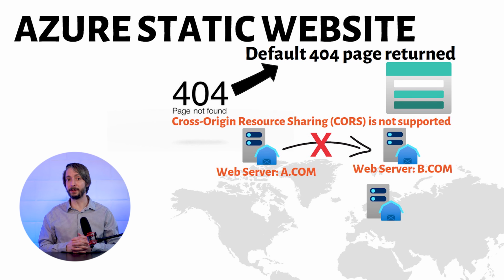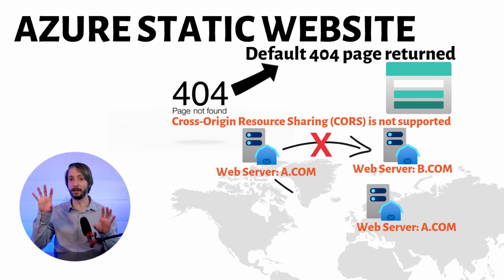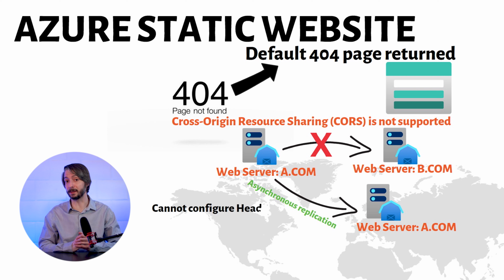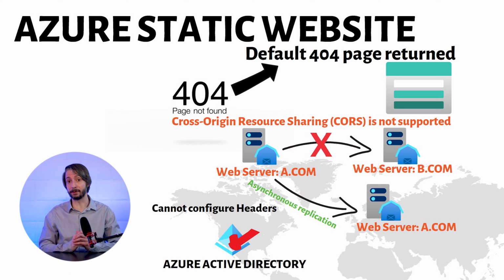If you set up redundancy in a secondary region, you can also access the website content by using a secondary endpoint. Because data is replicated to the secondary region asynchronously, the files that are available at the secondary endpoint aren't always up to sync with the files that are available in the primary endpoint. There is no way to configure headers as part of a static website. Now, this feature does not support Azure Active Directory either.